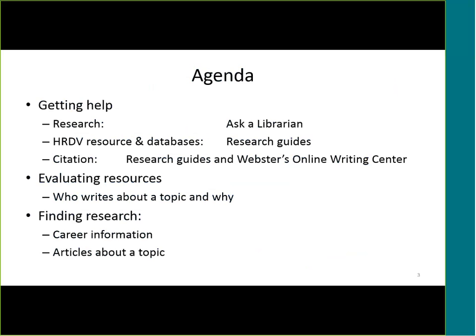We'll talk about how to select and search authoritative, reliable information sources by thinking about who and why those sources are published in the first place. We'll do this in the context of finding research for your assignments, which, as I understand, includes finding career information and articles on human resources development topics.